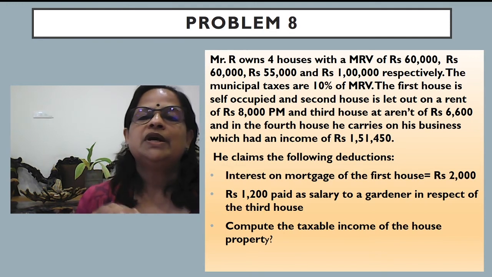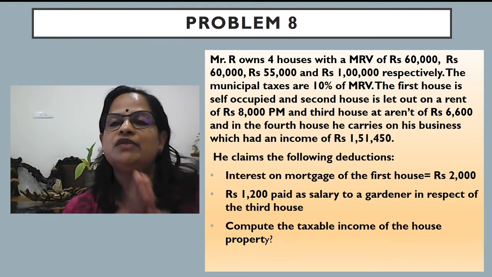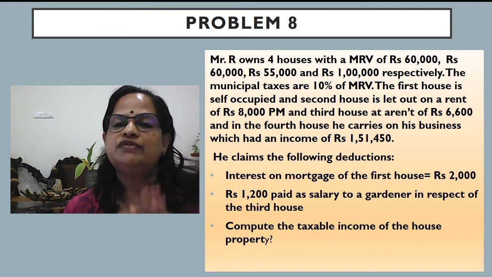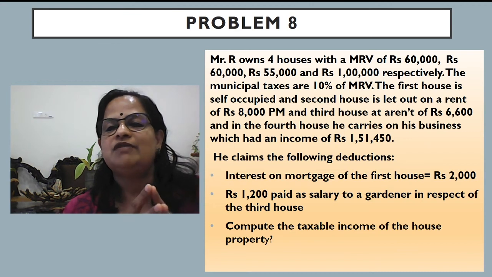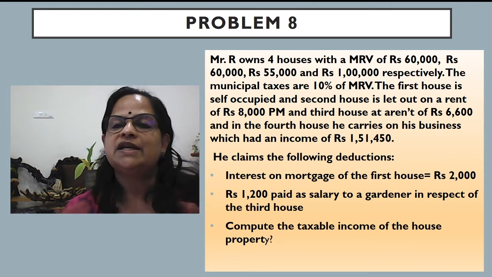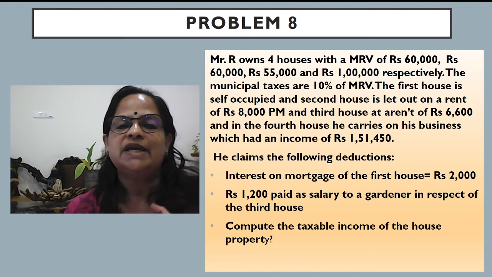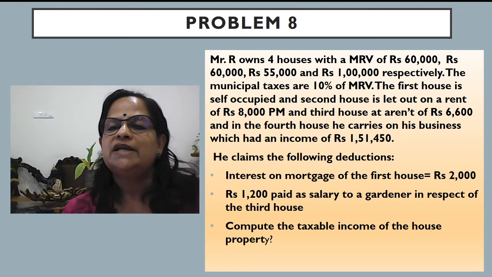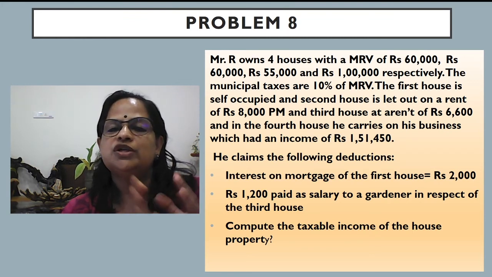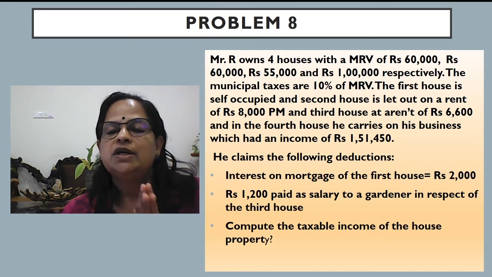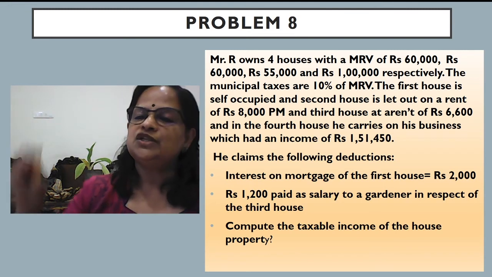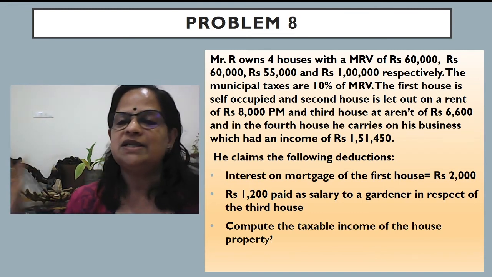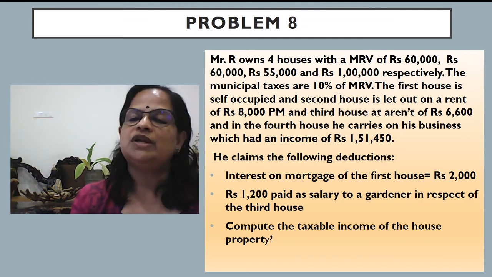Now problem 8. R owns 4 houses with MRV of 60,000, 60,000, 55,000 and 1 lakh respectively. Municipal taxes are 10% of municipal rental value. First house is self-occupied and second house is let out on a monthly rent of rupees 8,000 per month. Third house at a rent of 6,600, and in the fourth house he carries on his own business which had an income of 1,51,450. So fourth house property we will not consider, he is doing his own business. I provided a column but we will show that value is nil.